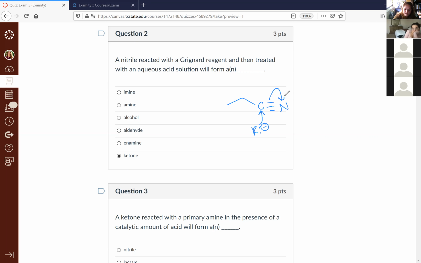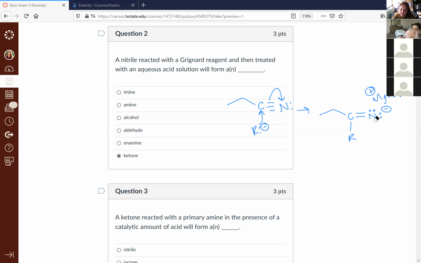It attacks the carbon and then you push the electrons up onto the nitrogen. And you end up here with MgBr as your counter ion. At this point, the Grignard cannot react with this further because you're not going to end up attacking the carbon and pushing more electrons onto the nitrogen. You're not going to be able to create a -2. So the Grignard is done reacting. Even if there is an excess of it, it's done.